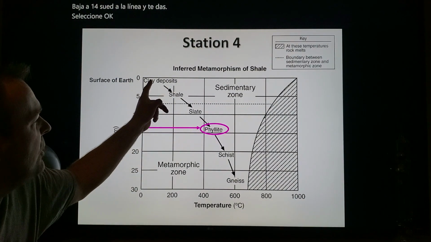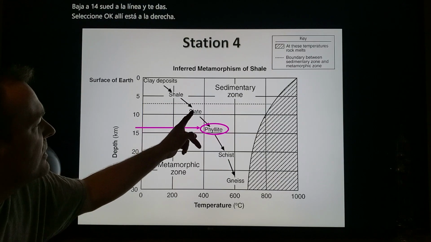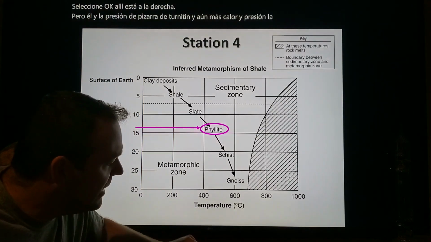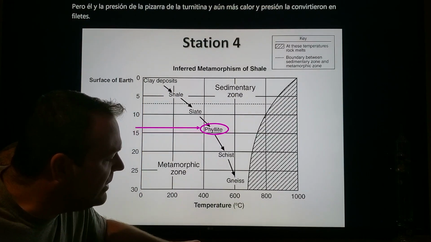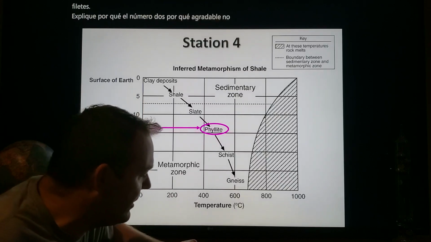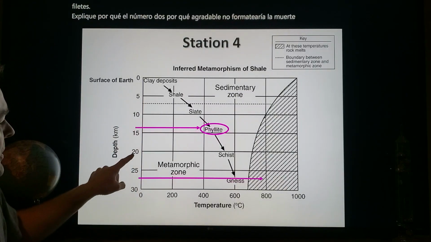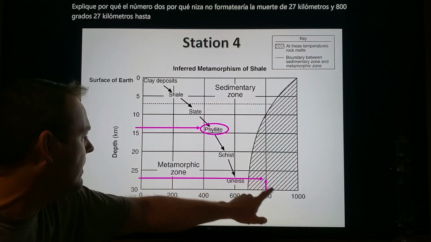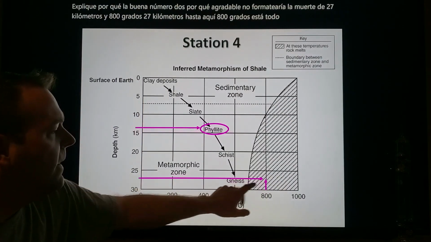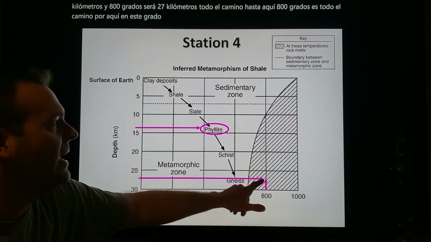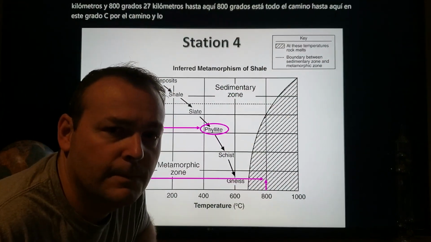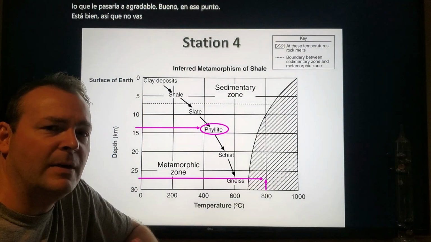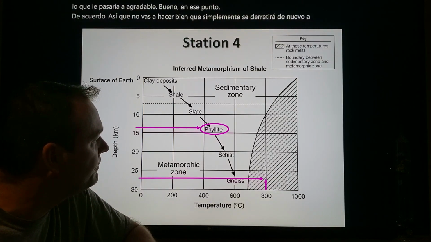It was clay at the surface, but heat and pressure turned it into slate, and even more heat and pressure turned it into phyllite. Then it says explain why gneiss would not form at a depth of 27 kilometers and 800 degrees. Well, 27 kilometers is all the way down here. 800 degrees is all the way over here. That's degrees C, by the way. And what would happen to gneiss? Well, at that point, it would melt. Okay, so you're not going to make gneiss. It would simply melt back to magma, and the rock cycle would start over.